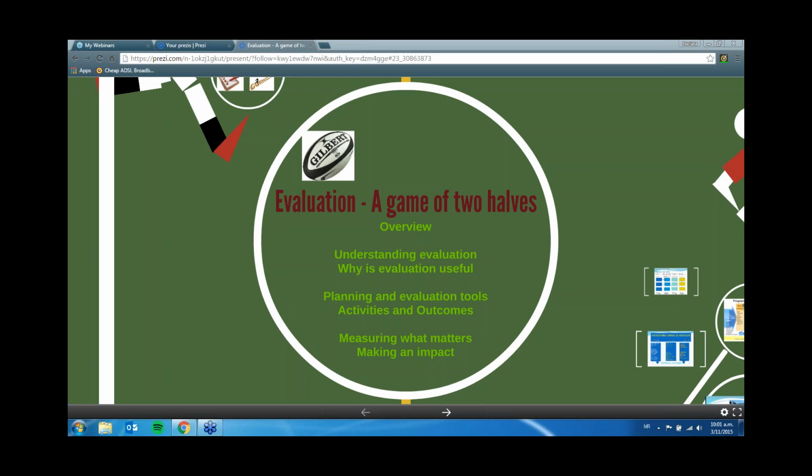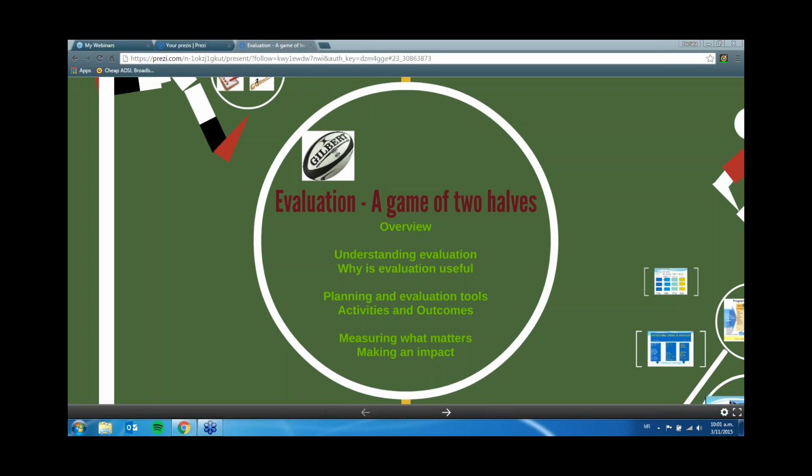So we're going to go with, first of all, understanding what evaluation is and why it's useful. I think it's easier to grasp a concept if you actually see how it's useful to you. If you don't, then you're less likely to try it. So in the first bit of this webinar, we're going to cover those two areas.